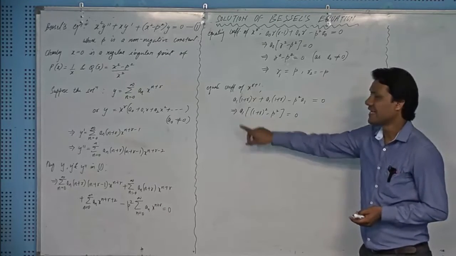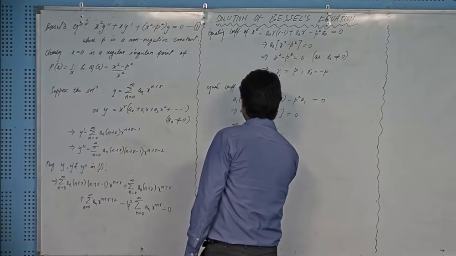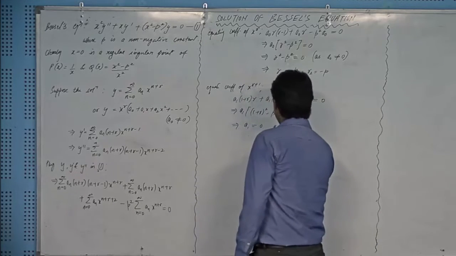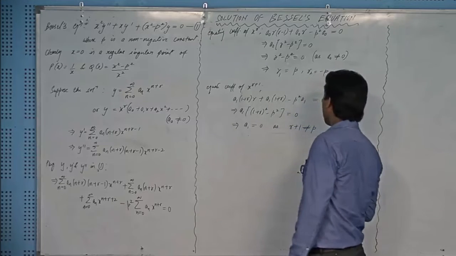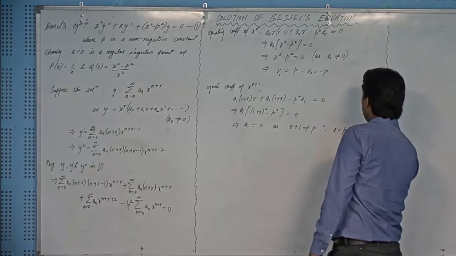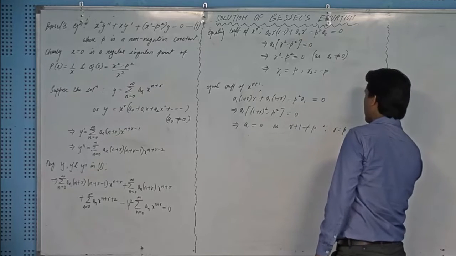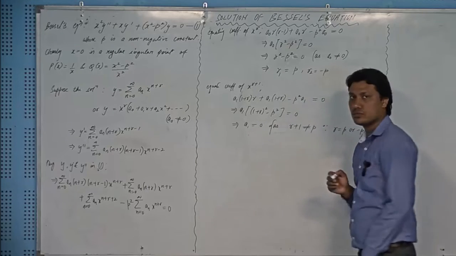So a1 has to be 0. There is no choice, right? So this implies a1 equal to 0, as you know that r plus 1 is not equal to p, since we already know that the values of r are p or minus p, right? So be careful at this point. So a1 is equal to 0.